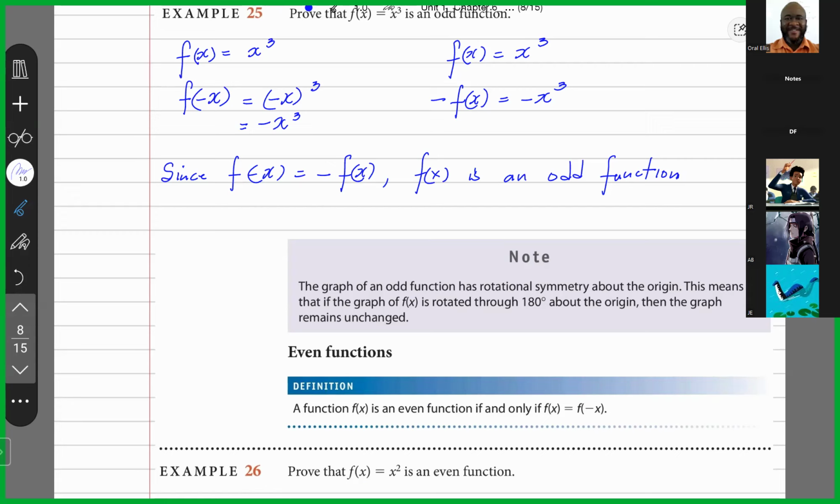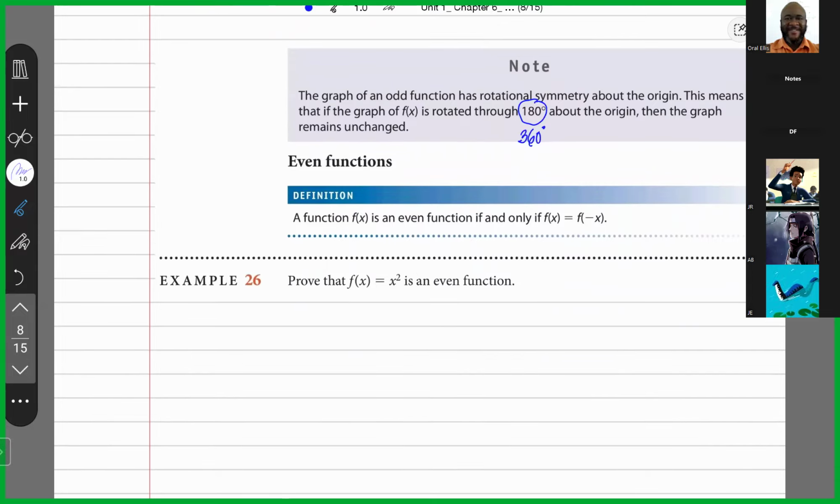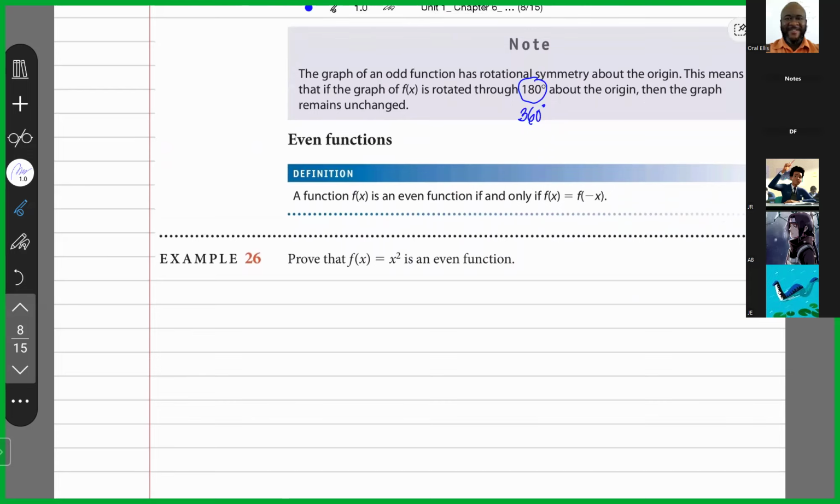All right. The 180 actually seems a little bit weird. We can always look into this. I was thinking it probably should be more 360. All right, if it's rotated 360 degrees about the origin, then I guess everything is unchanged if you rotate it 360 degrees. But anyway, let's have a look at an even function. So this is something that we can look into. The note is something that you can look into personally. I can look into it as well.